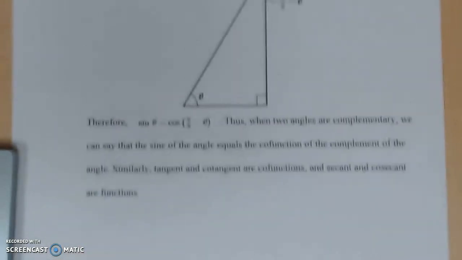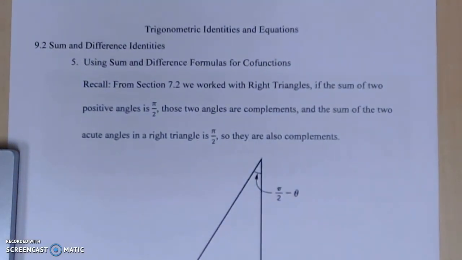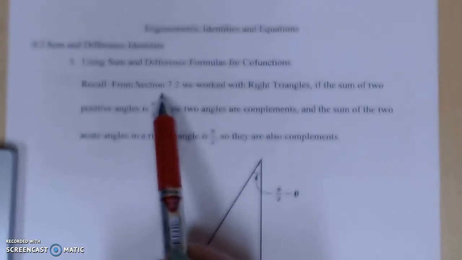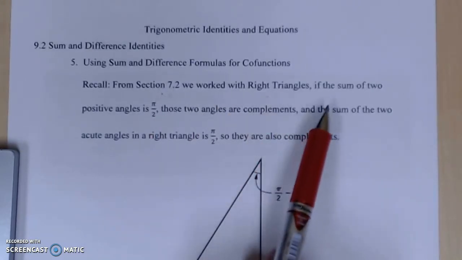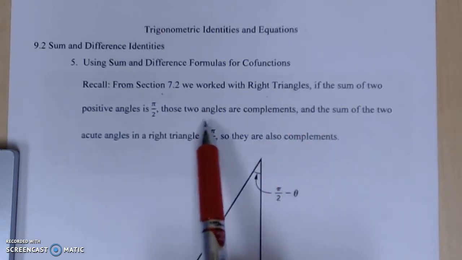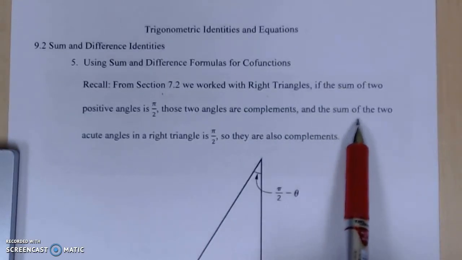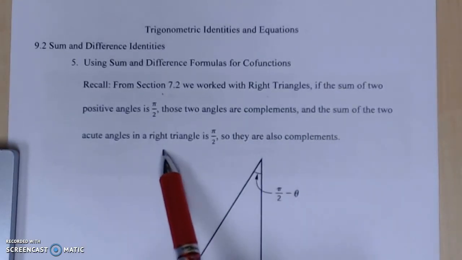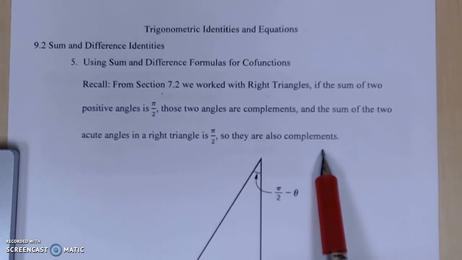So for part 5, what I want to do is roll in and have some conversation about what's going on with number 5 here. First of all, let's recall from section 7.2 where we worked with our right triangles and we had the conversation that if the sum of the two positive angles is pi over 2, they are complements. So moreover, the sum of the two acute angles in a right triangle is equal to pi over 2 because the third angle is a right angle. So they are also complements.